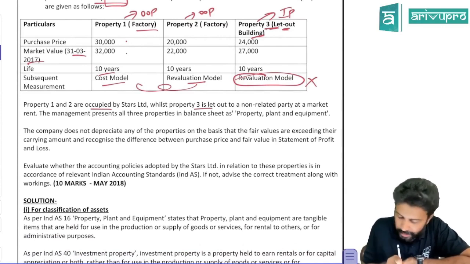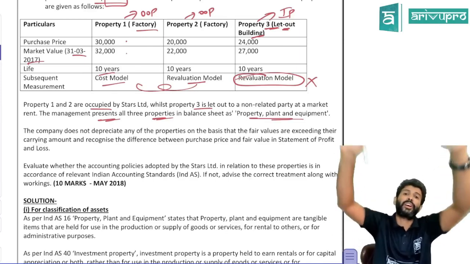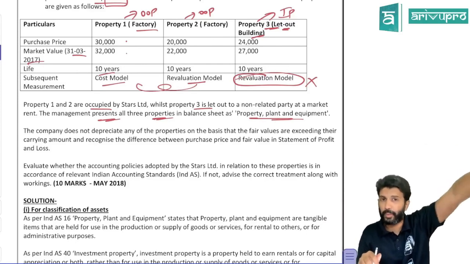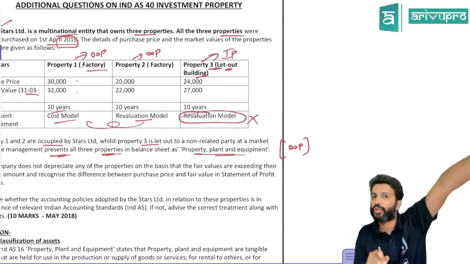Management presents all the three properties in the balance sheet as PPE. All three are shown together under PPE. That is also wrong. The classification is wrong, because when you say property, plant and equipment, we're talking about owner-occupied property. PPE has to be shown separately.